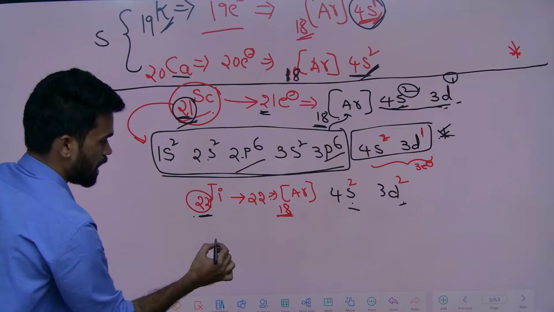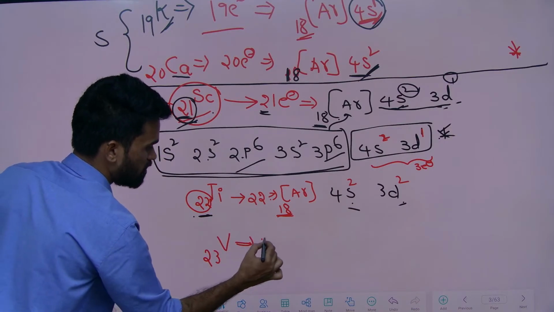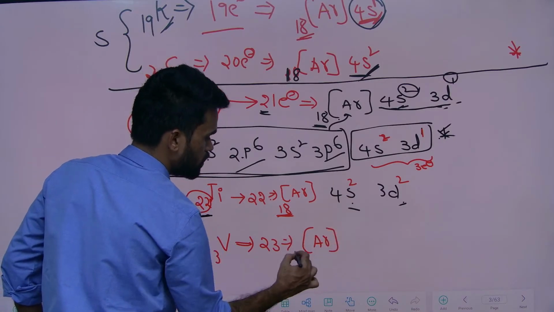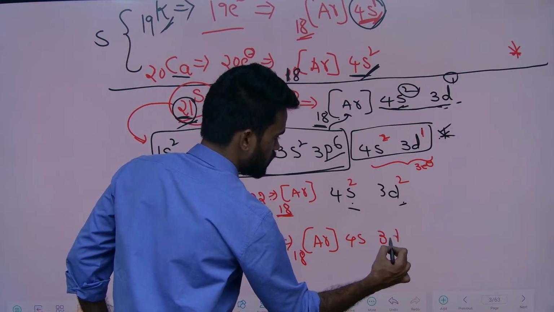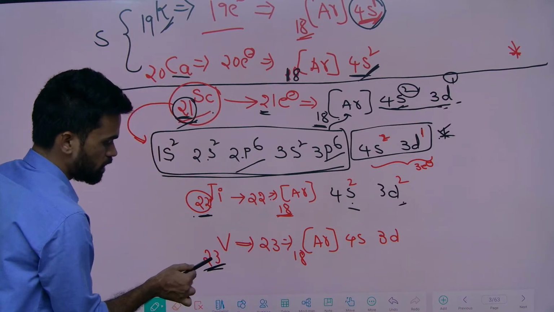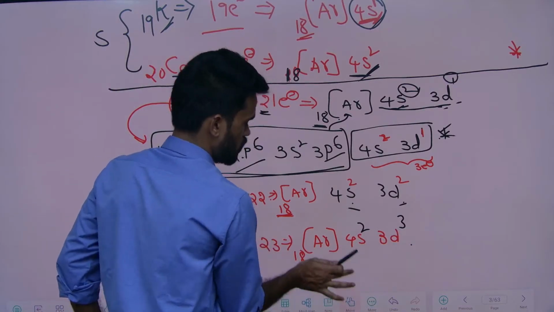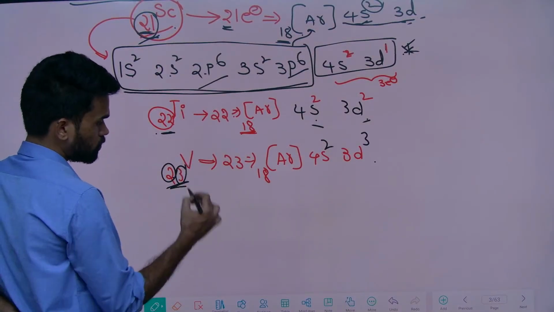Next vanadium, that is 23. So tell me, how can I fill these 23 electrons? Argon 18 is over. After 18, 4s, 3d. So 23 means 2, 3. That's it. Argon is over.